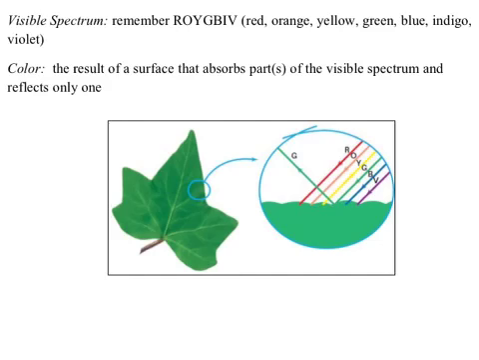Now, this is what we want to talk about: the definition of what color really is. Color is the result of a surface that absorbs only parts of the visible spectrum and reflects only one. It absorbs parts of the visible spectrum and reflects only one of them. So this leaf that you see every day outside on the tree that's green, what you're seeing is the fact that that leaf absorbs every color except for green. Every color is absorbed by the leaf except for green. Green is reflected off the surface, so that's why you see green.